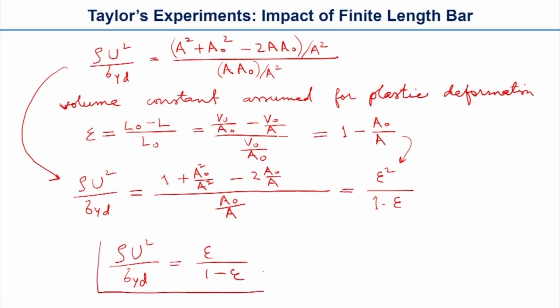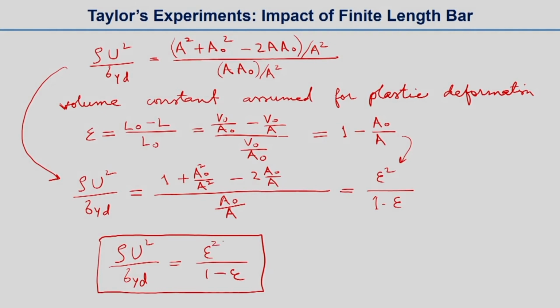So we have an expression of the mass density with the impact velocity and the dynamic yield stress as a function of strain: epsilon square divided by 1 minus epsilon. Sorry, we left the square out here, that should be epsilon square.